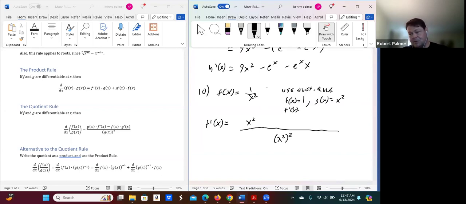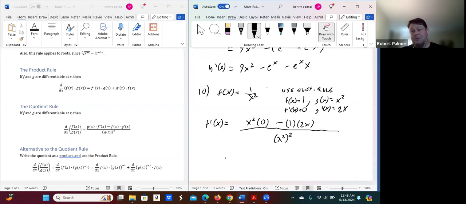So f prime of x, of course, is just 0 since that's a constant. And g prime of x is going to be 2x. So it might be a good idea to write that first, just to make things a little bit easier. So it's going to be g of x times f prime, and f prime is 0. So this term is going to go away. That's nice. Minus, and then the reverse here. So it's f of x times 1, and times g prime, which is 2x.